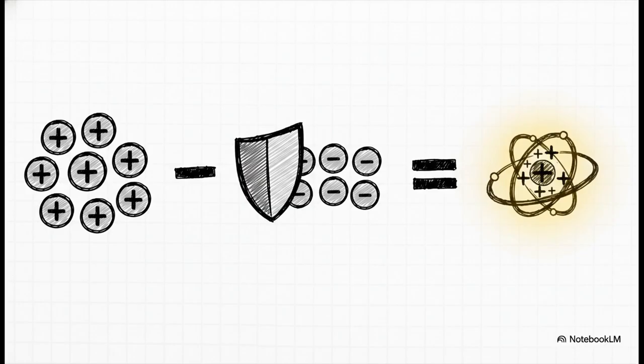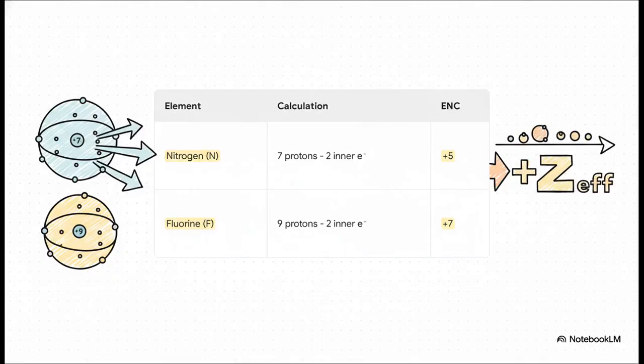And the math for this is actually super simple. You just take the total number of protons and subtract the number of those inner electrons that are doing the shielding. But here's the kicker. As we move across a period, the number of those shielding electrons stays exactly the same. Let's see it in action.